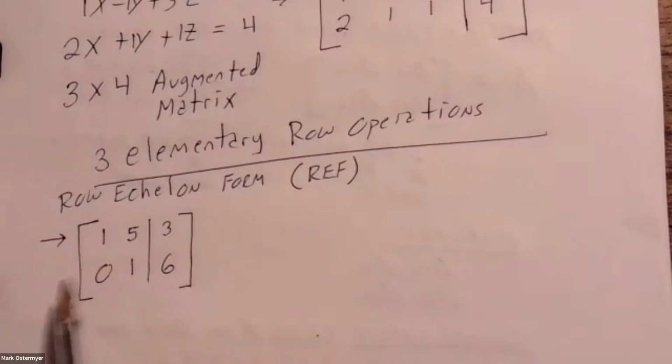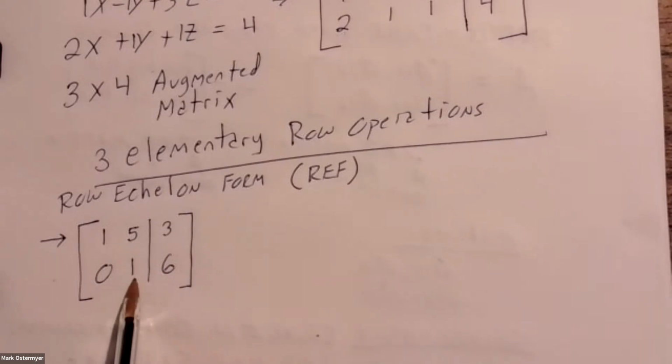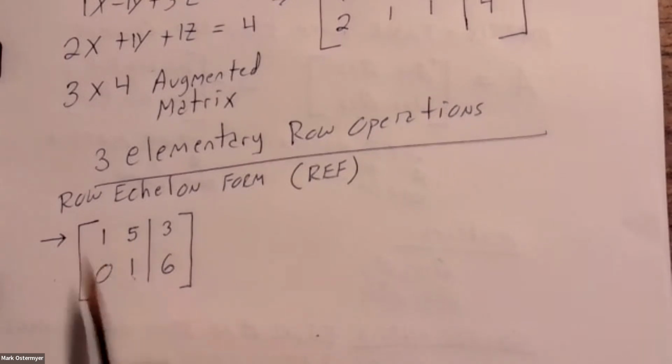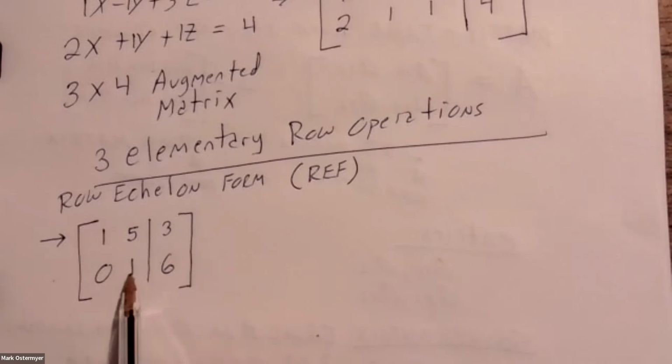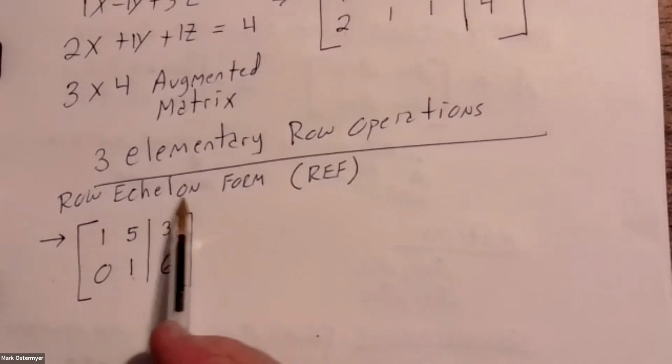Number 2, as we progress in each row from left to right, the first non-zero entry we run into is a 1. From left to right in the first row, we run into a 1. From left to right in the second row, the first non-zero entry we run into is a 1. The third requirement is that the leading one that occurs in row 2 has to be in a column to the right of the column that contains the leading one in the previous row, namely row 1. So this leading one in row 2 is to the right of the leading one in row 1. We say this matrix is in row echelon form.